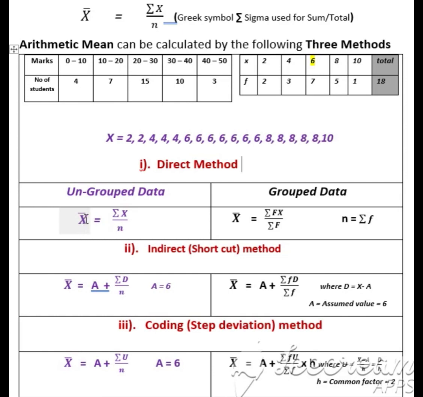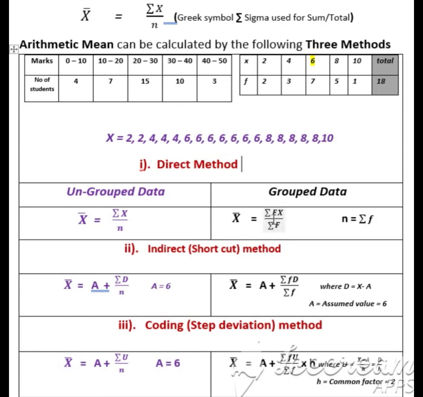So x bar is equal to sigma x divided by n. Sigma means total. This is always the Greek sign, and this sign is always used for total. So sigma x means the total of x, divided by n. This becomes the formula for ungrouped data. So what does it mean? Sigma x means the total of x, so just add up all these numbers of x. When you add up these x, divide by n. N means how many numbers are there. These numbers are 18, so divide the total by 18, and you will get the answer.